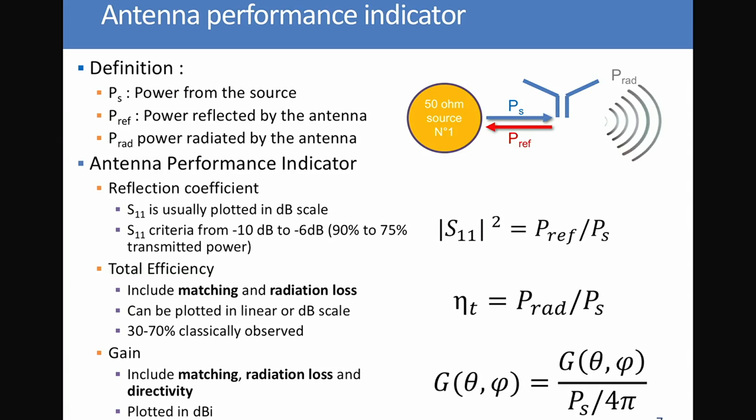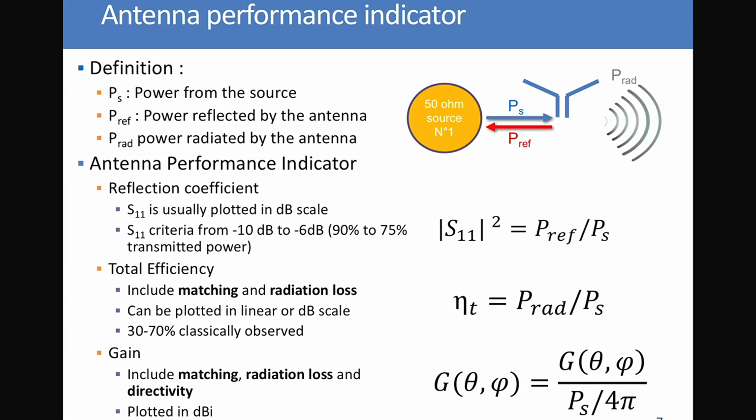So usually we plot the reflection coefficient or S11 in dB. The classical criteria for this parameter is minus 10 or minus 6 dB, it depends on the application, which gives 90 to 75% of transmitted power.